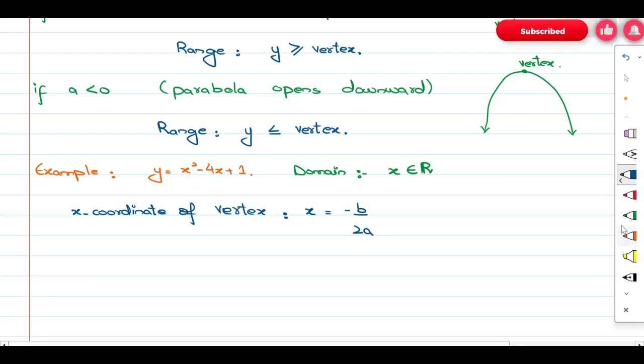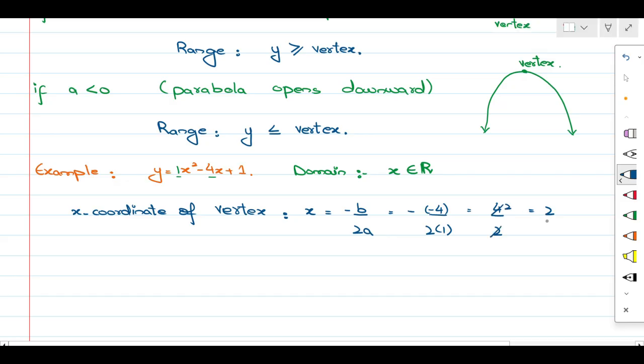Okay, so a is 1. a is the coefficient of x squared. b is the coefficient of x, which is negative 4, right? So here we have minus b, which is minus negative 4, divided by 2 times a, and a is just 1. Negative times negative is positive 4. 2 times 1 is 2. 4 divided by 2 is 2. So 2 is the x coordinate of the vertex, right?